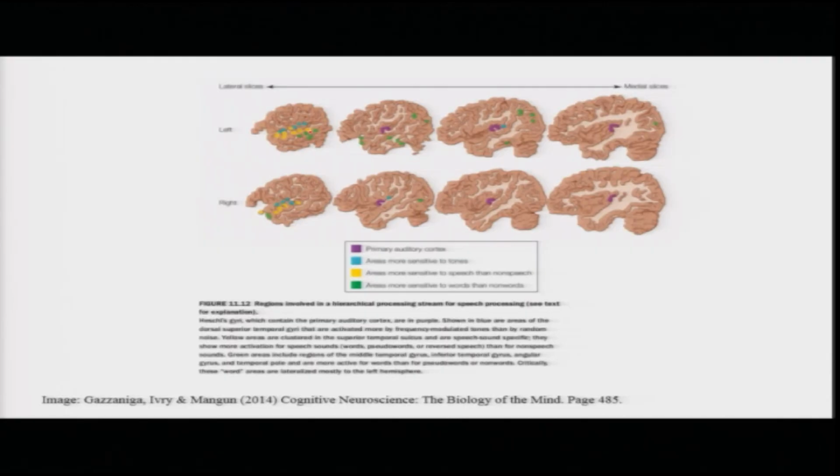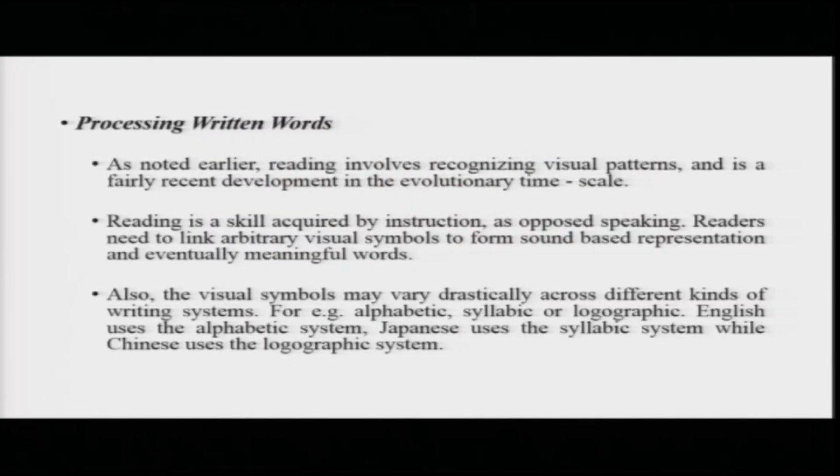Now, this is typically what is happening with respect to auditory speech. Let us look at what happens with respect to written words when you are reading. As noted earlier, reading involves recognizing visual patterns and is a fairly recent development on the evolutionary time scale. It is not something that we were designed to do. It's almost completely man-made. We started drawing particular symbols, attaching those symbols to particular sounds, and then linking those sounds to specific meanings.